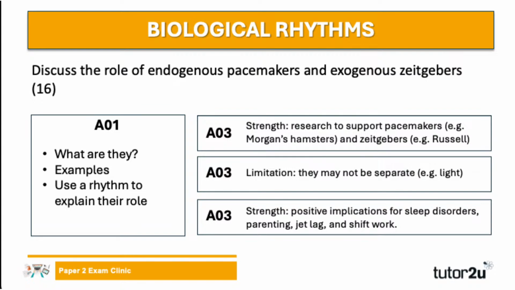But actually, if we walk through how we would do it, the first thing we would do in the AO1 is define my endogenous pacemakers and my exogenous zeitgebers. First of all, endogenous pacemakers are internal body clocks. And then you're going to use a rhythm to explain their role. Most of you will probably want to use your circadian rhythms to do that. So for example, the suprachiasmatic nucleus, or the SCN, is going to be involved as your endogenous pacemaker here. The eyes would detect that reduction in light and send that information to the SCN. That would then stimulate the pineal gland to release melatonin. The reticular activating system would be activated and sleep would begin. So just a couple of sentences on your endogenous pacemaker.